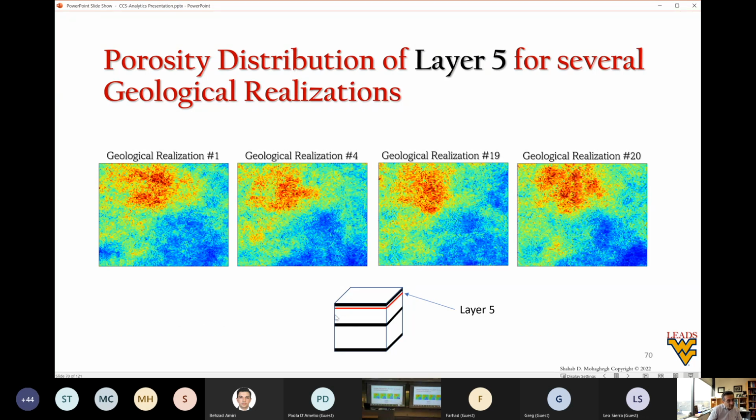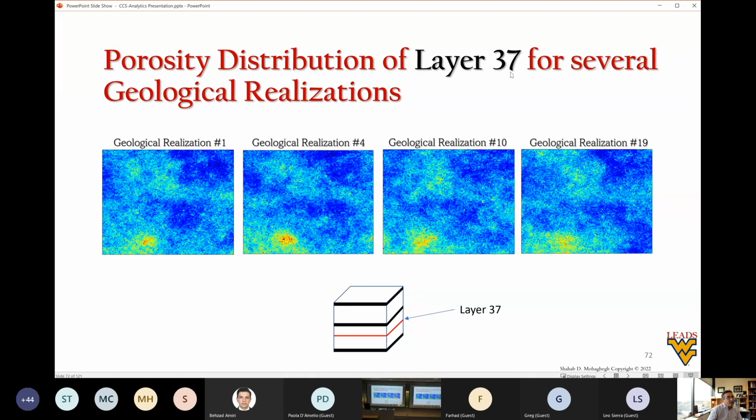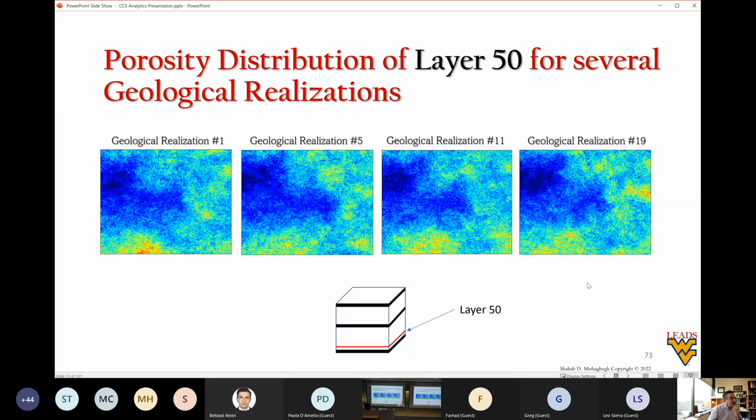Here I'm going to give you an example. If this is the reservoir model, this is layer 5. If you go to layer 5, you can see geological realization number 1, number 4, number 19, and number 20, and you can see how the lower porosity and the higher porosity or permeability is changing. And this is layer 10. You can see the changes that take place. This is layer 37. As you go to the bottom, you can see for that layer the different realizations provide different distributions of porosity and permeability. And this is layer 50, way down.